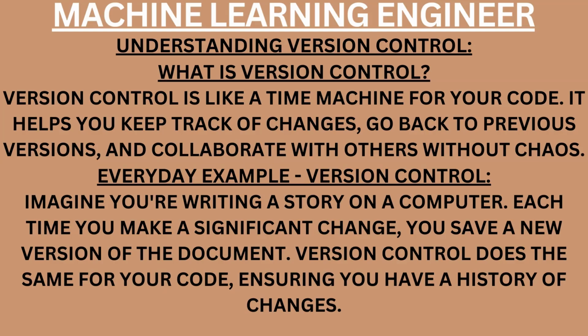Understanding version control. What is version control? Version control is like a time machine for your code. It helps you keep track of changes, go back to previous versions, and collaborate with others without chaos.